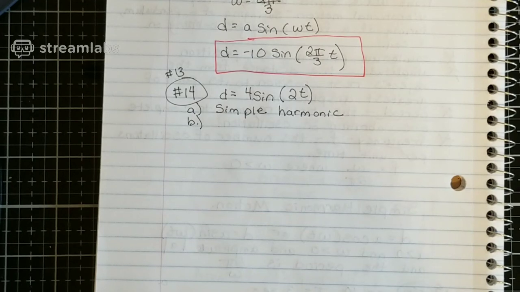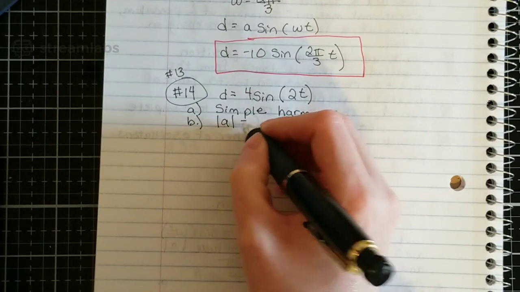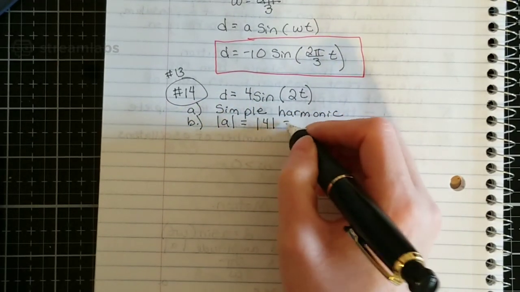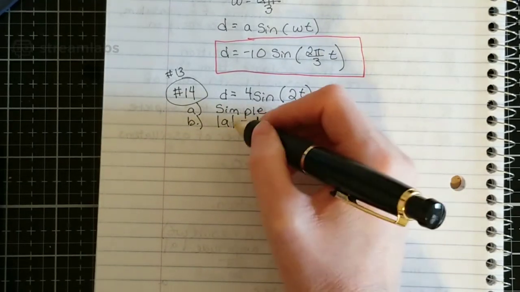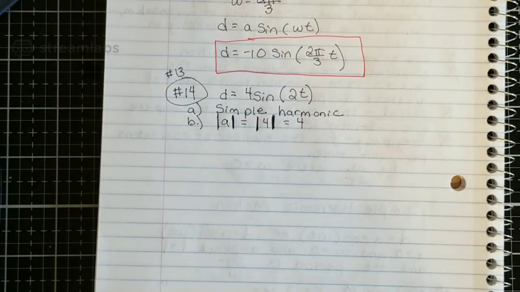Okay, so it asks what is the maximum displacement from its resting position. So that means they want the absolute value of A. And your A is 4, so the absolute value of 4 is 4. I guess I'll make these darker for absolute value. Okay, so that's all you got to do for B.